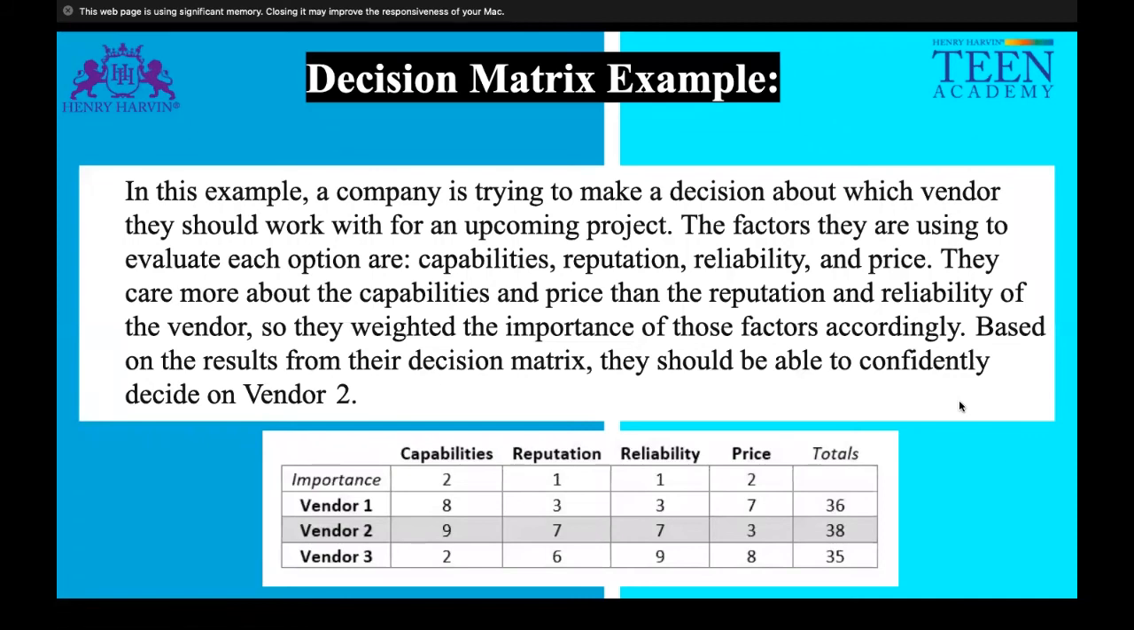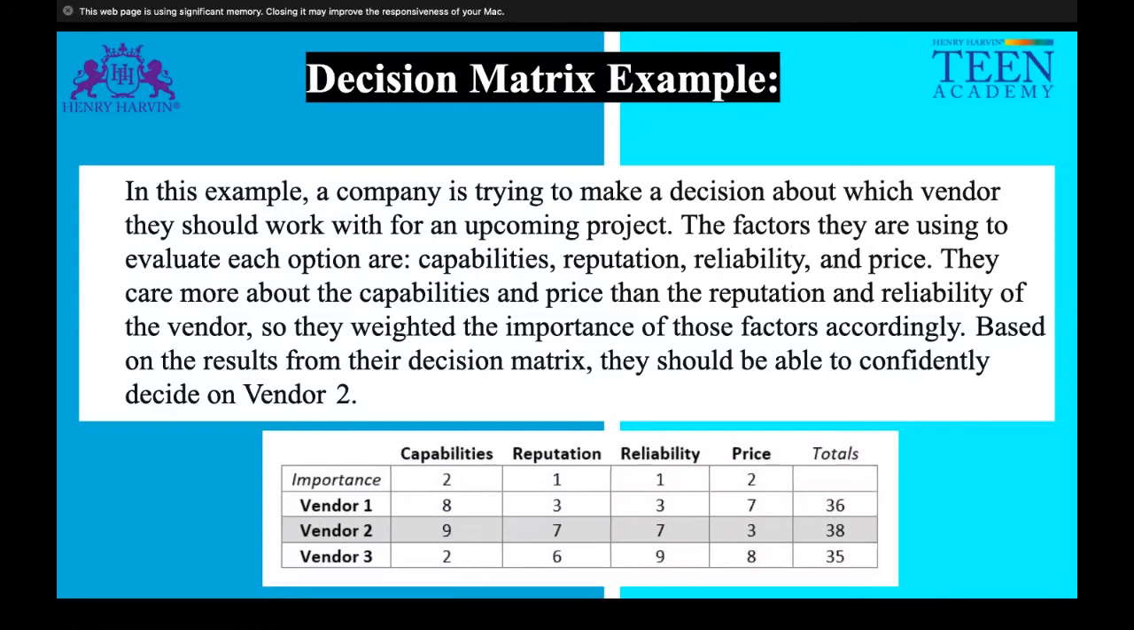Here is a small decision matrix as an example, if you see. So I have 3 vendors, vendor 1, 2, and 3. I am judging them on the basis of their capabilities, reputation, reliability, as well as the pricing that they are offering. The importance I have given to each one of them is 2, 1, 1, and 2. That means 2 points for capabilities, 1 for reputation, 1 for reliability, and 2 for pricing.